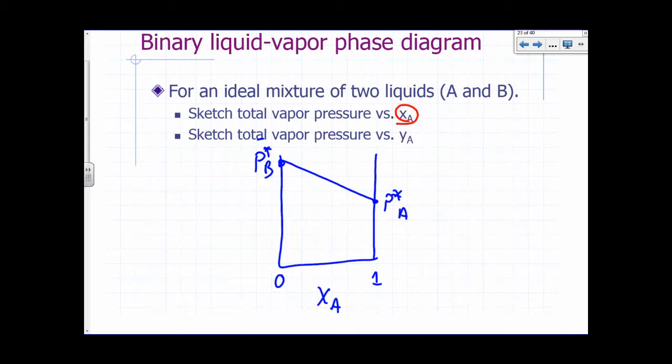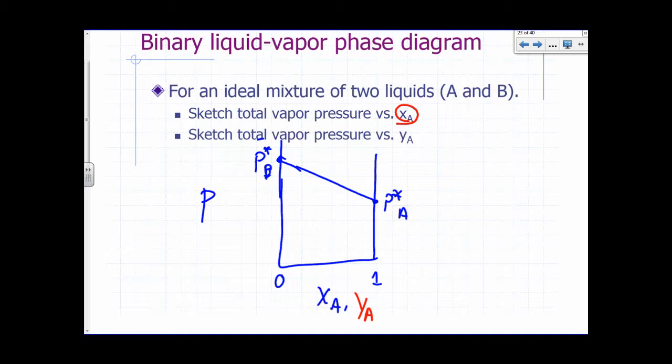Of course, your graph could look that way if your A is more volatile. So it doesn't really matter. What matters is that you have a straight line, and the value when x of A is 0 is P star B, and the value of the total pressure when x of A is 1 is P star A. Now, if we're going to plot the same total pressure versus mole fraction of A in the vapor, what do you think we'll find?